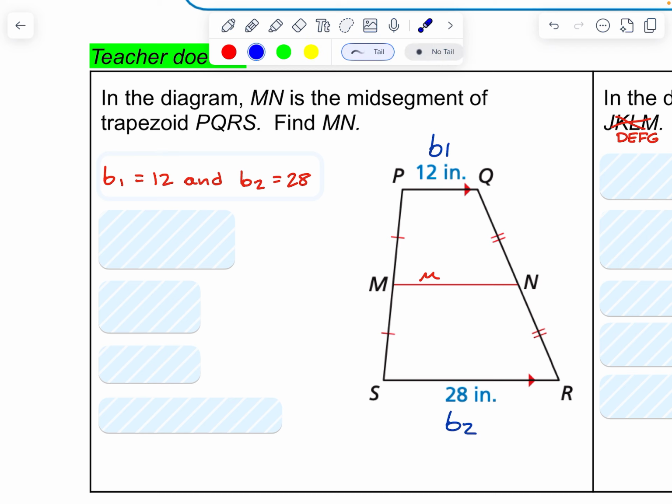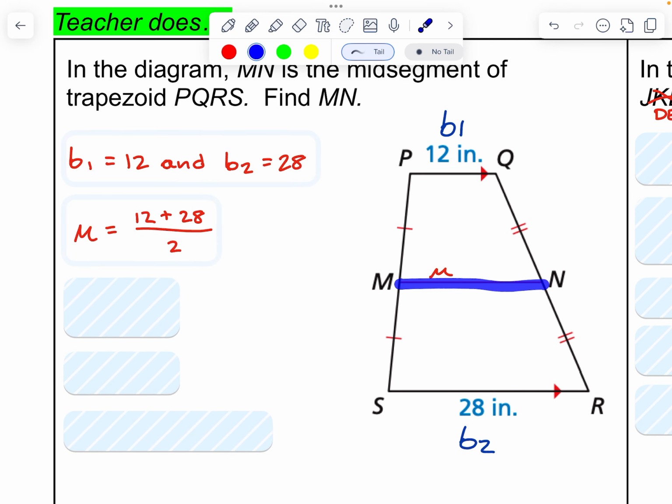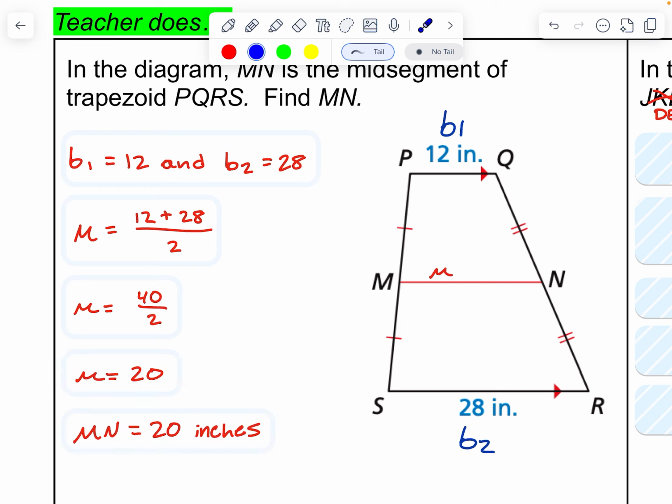And all I'm going to do is take this information and substitute it into that formula that I have. The length of my mid-segment, M, is equal to base 1, 12, plus base 2, 28, divided by 2. 12 plus 28 is 40. 40 divided by 2 is 20. So the length of MN, the length of our mid-segment, is 20 inches. It is the average of 12 and 28. It's right halfway through those.